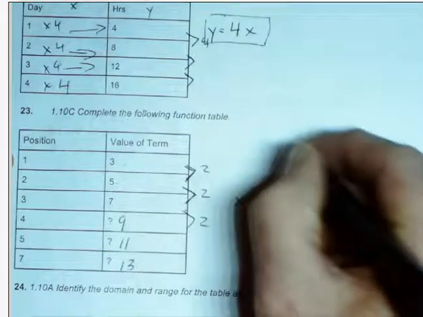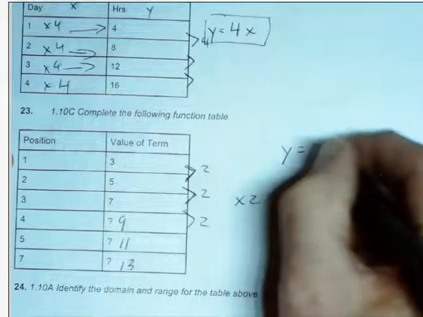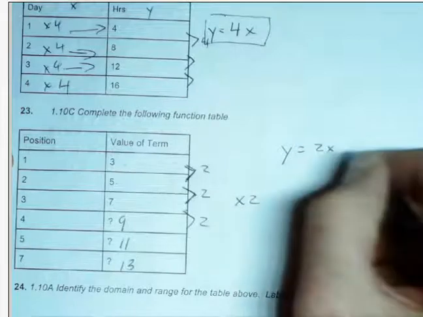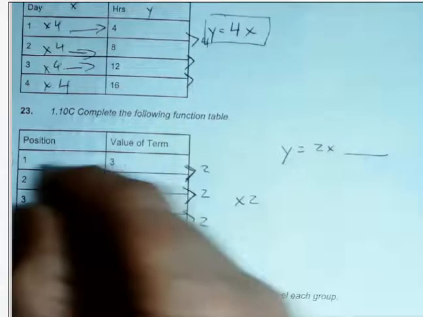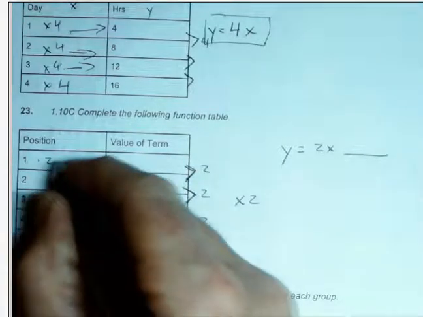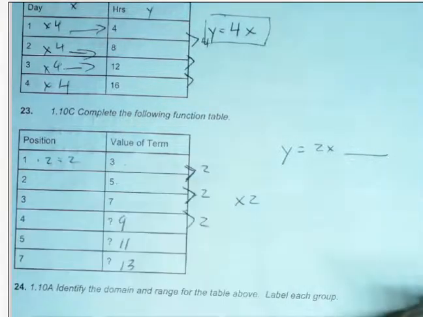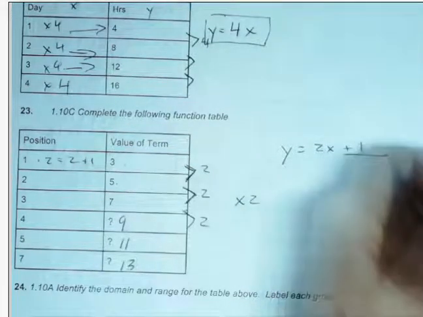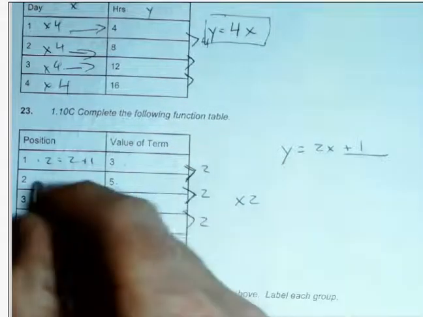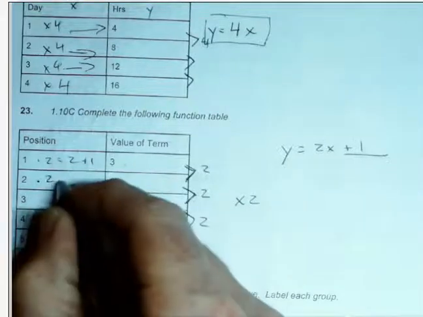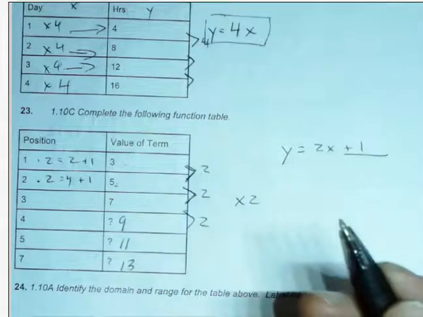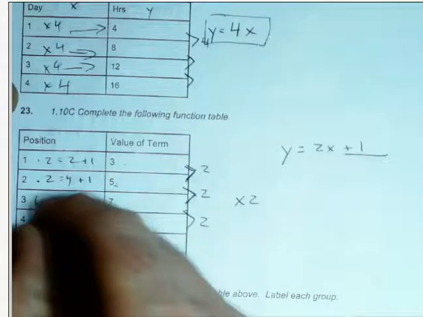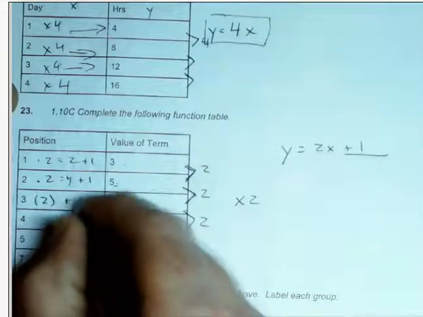Let's put it in. We've got y equals 2 times something. Now remember, this might be a minus or a plus on there. We're not sure. So let's put in 1 times 2 equals 2. Boy, I got to add 1 to it to make it work. So let me try. It's 2 times something plus 1. Let's try that. 2 times 2 equals 4 plus 1 is 5. Oh boy, let me try this one now. 3 times 2 plus 1.